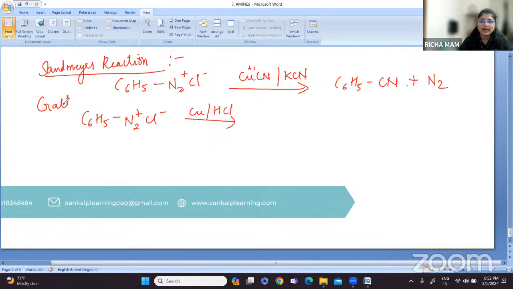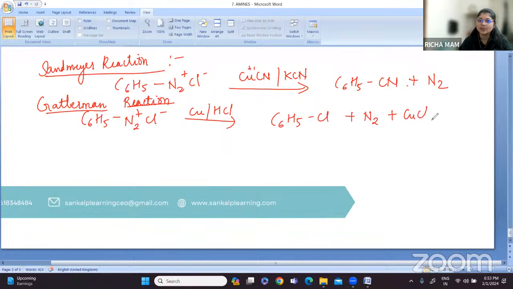This is a Gattermann reaction. What is the Gattermann reaction? Benzene diazonium chloride reacts with HCl in the presence of copper powder. It gives you chlorobenzene plus N2 plus cuprous chloride. So this is a Gattermann reaction. Remember these name reactions, very important.